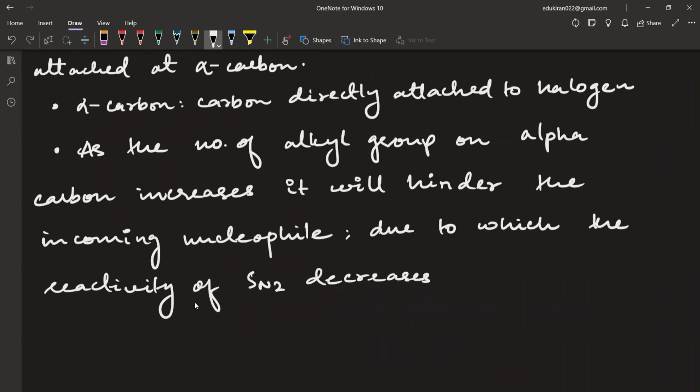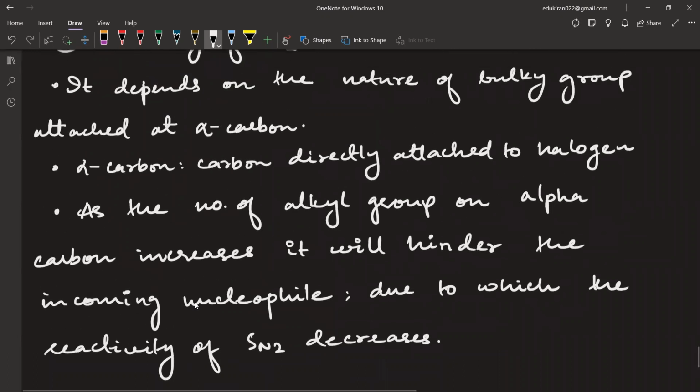So the first point, could you show again? It depends on the nature of bulky group attached at alpha carbon. Write these points. Then we will look at the rate.